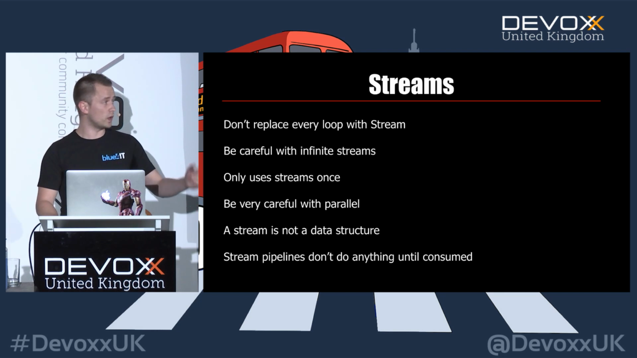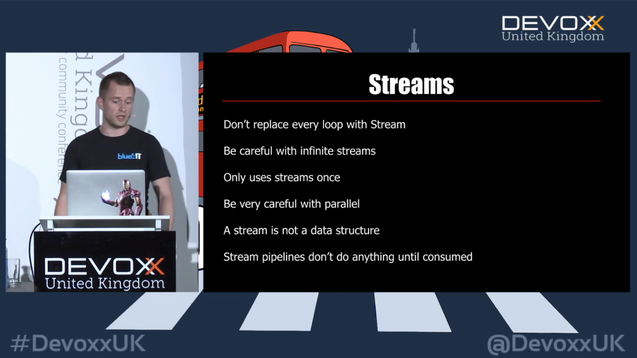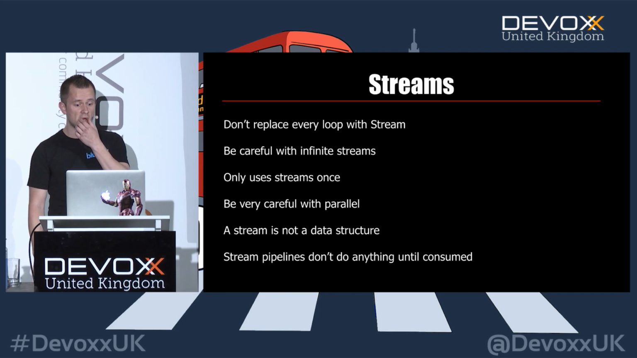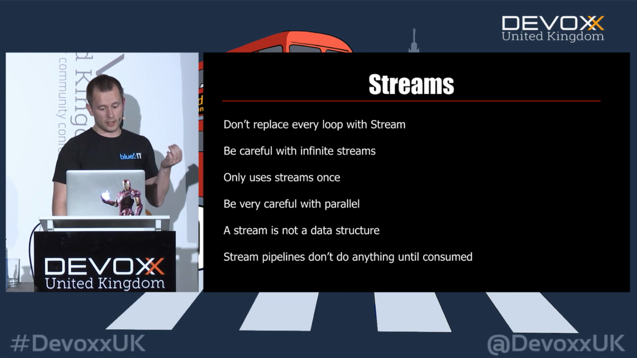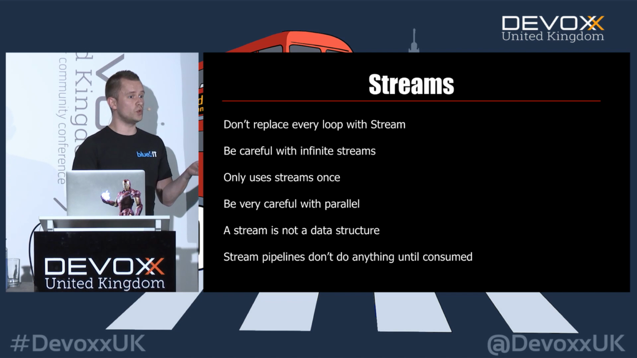We should only use a stream once, because if I use a stream twice, I will get an exception. It's not a data structure. Be careful with parallel. Again, a stream is not a data structure. And streams don't do anything until they have to.